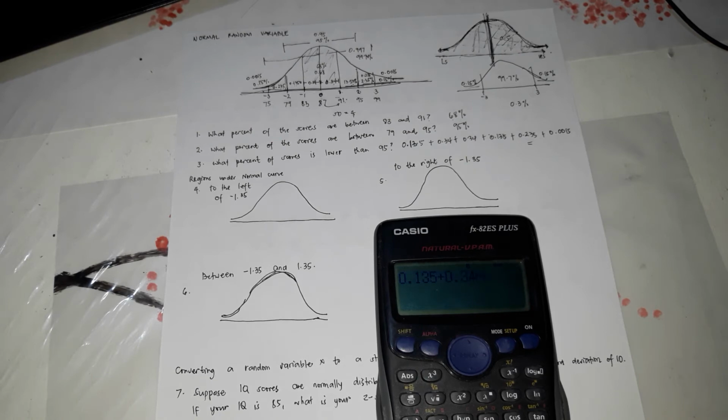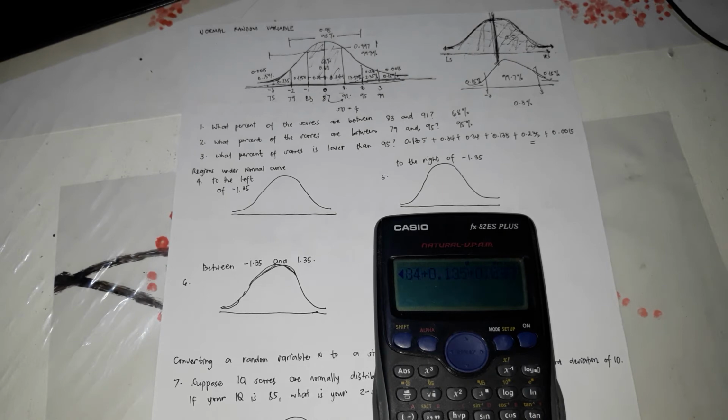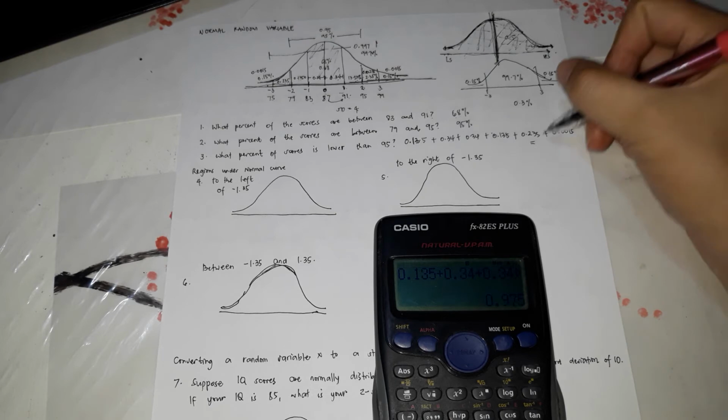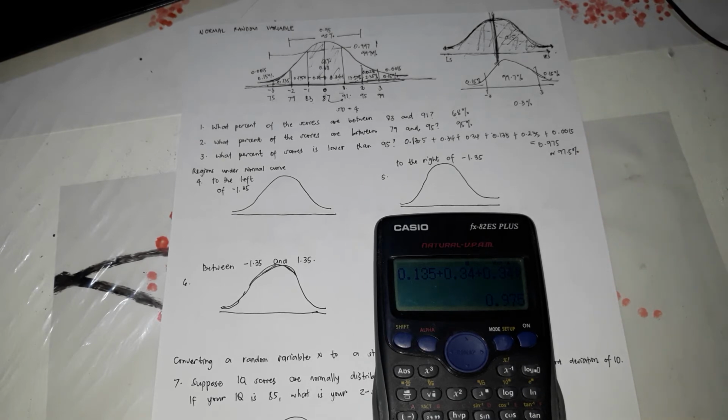0.135 plus 0.34 plus 0.34 plus 0.135 plus 0.235 plus 0.0015. That's 0.975, or 97.5%. So that's 97.5% of the scores are lower than 95.